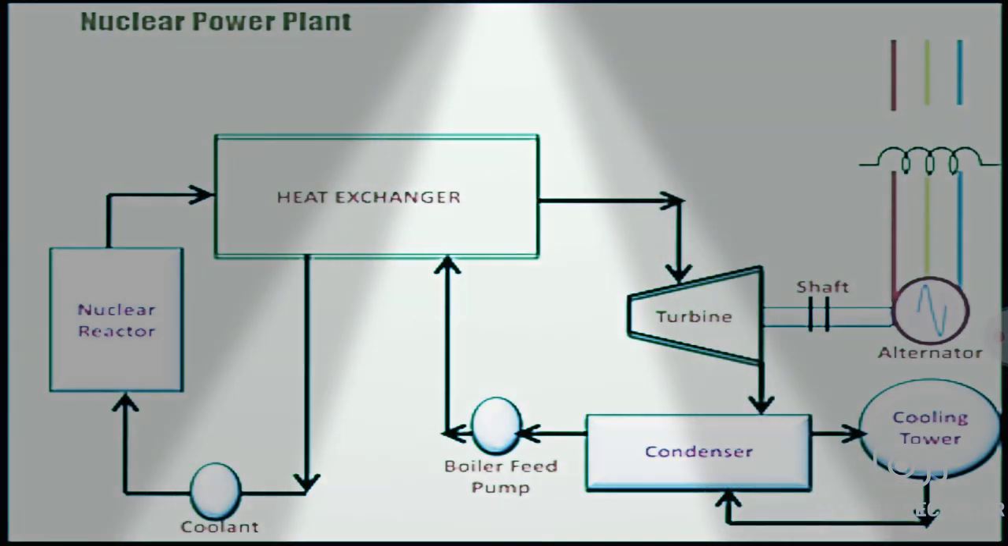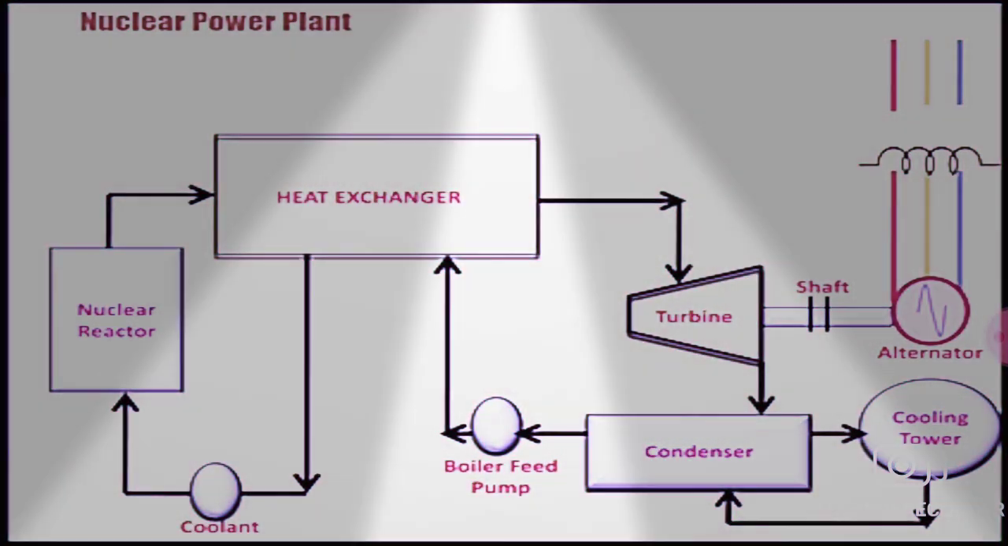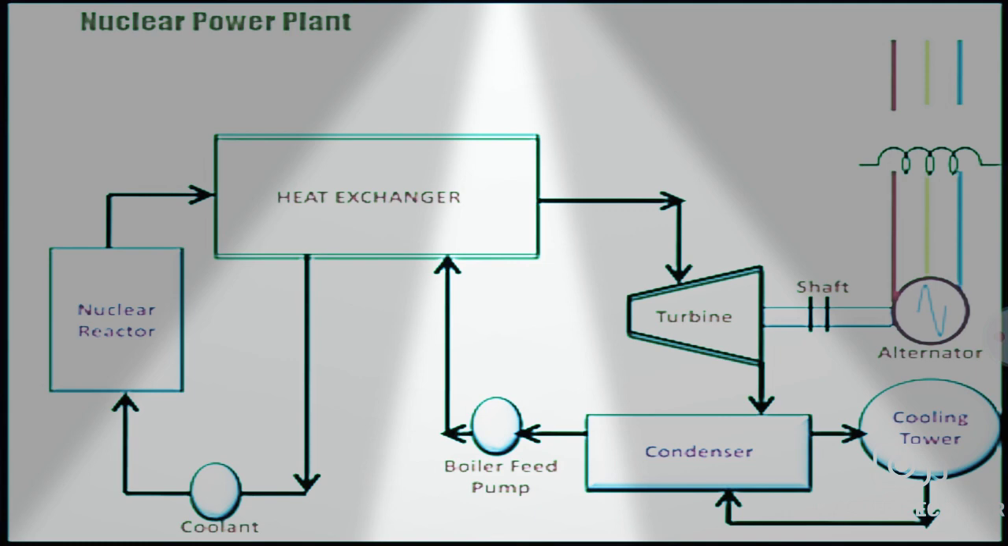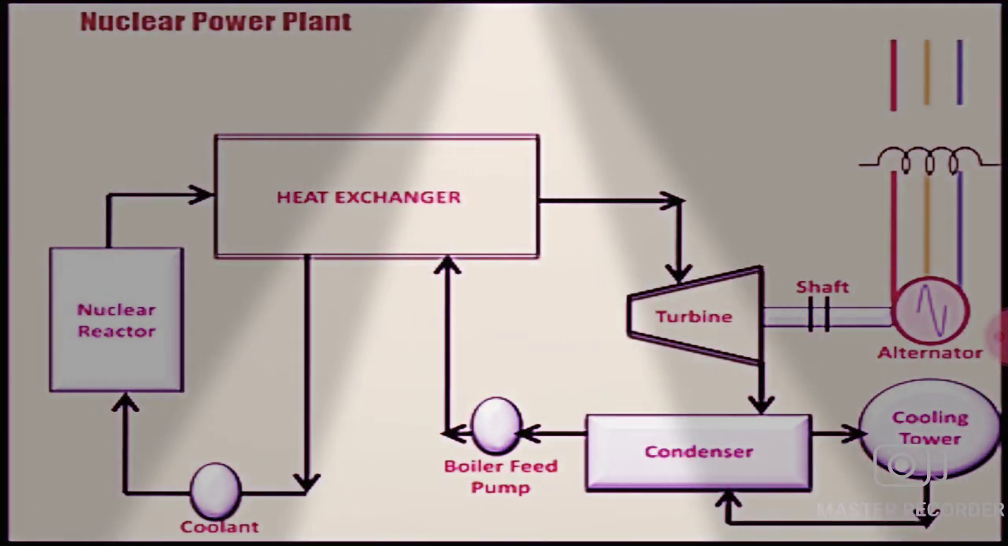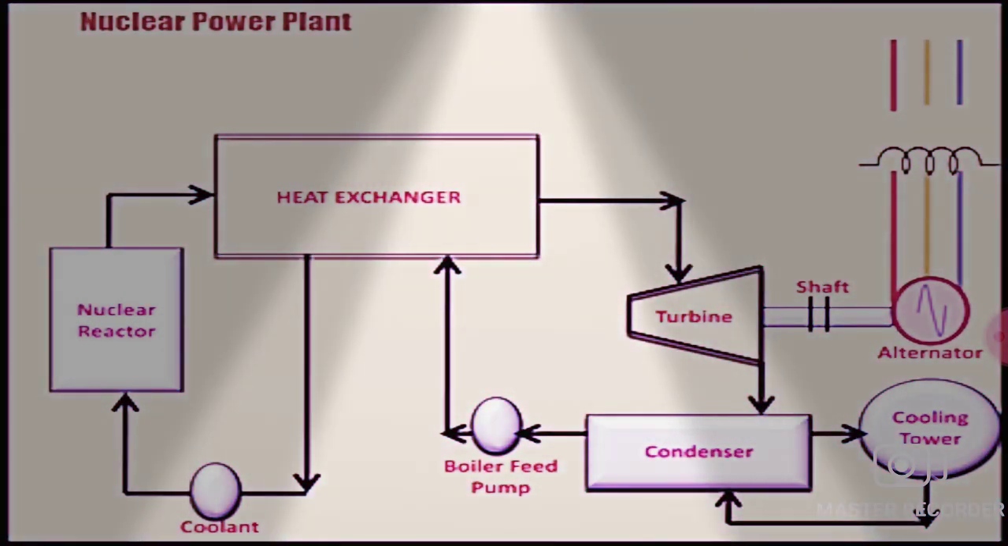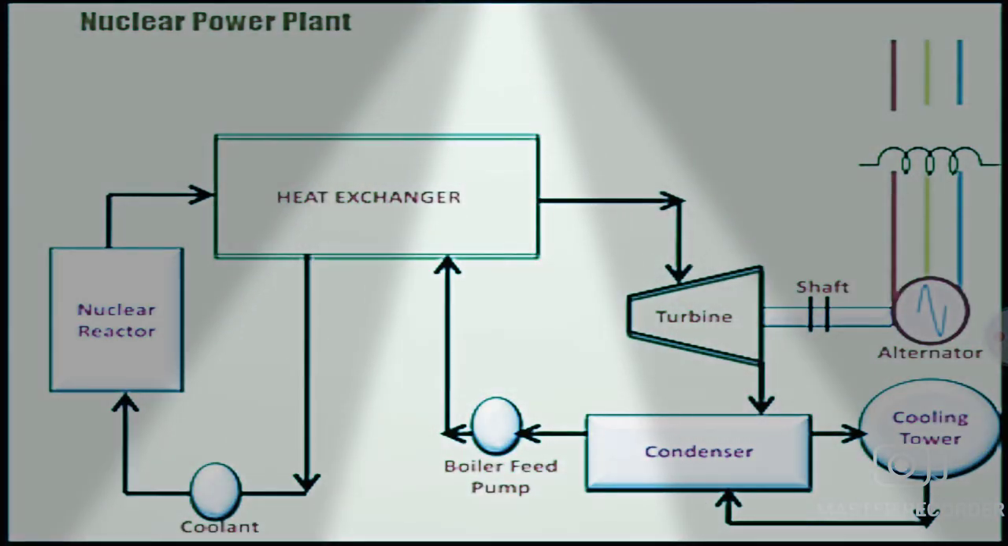Next component is the heat exchanger. What is the function of the heat exchanger? The hot coolant coming from the nuclear reactor flows through the tubes of the heat exchanger. The heat exchanger is also called a steam generator. In the heat exchanger, the hot coolant gives up the heat to feed water so that it can be converted into steam. After giving up heat, the coolant is again pumped back to the nuclear reactor.